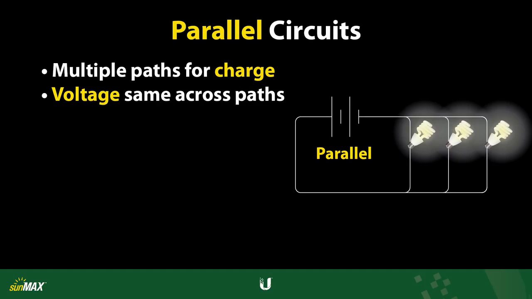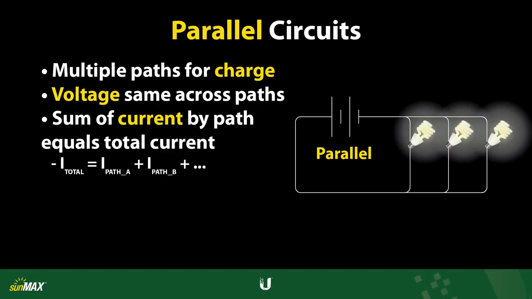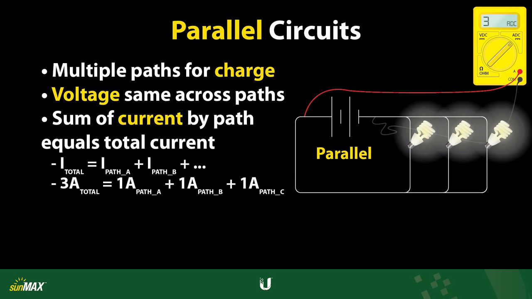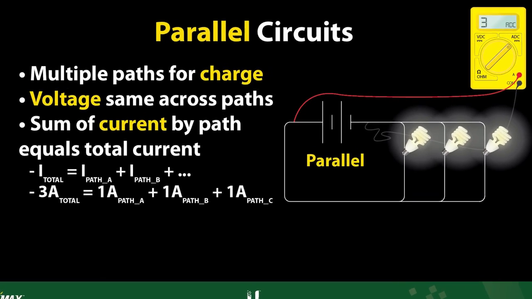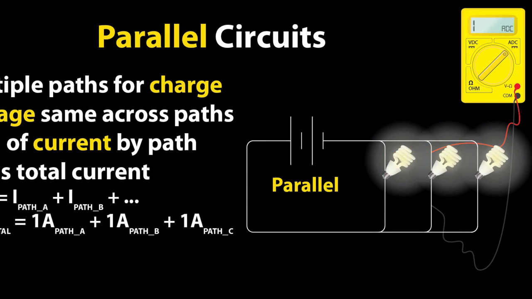In a parallel circuit, current is measured cumulatively along each path. Of the 3 amps of total current available for this circuit, each light bulb in parallel draws 1 amp of current.